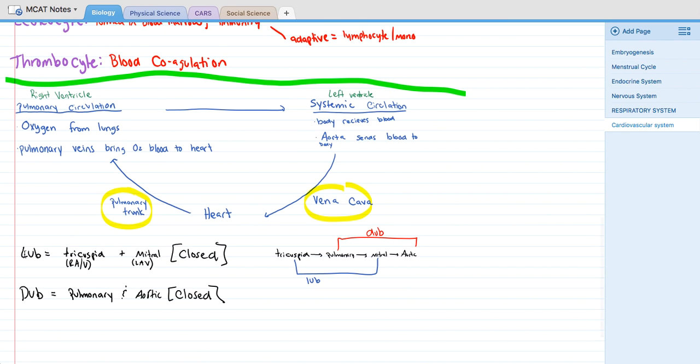Usually whenever you listen to the heart, you'll hear lub dub. The lub is the tricuspid and the mitral valves closing. And the dub is the pulmonary and aortic valves closing. So lub, you can think of as LTM, and dub is DPA, or DAP.